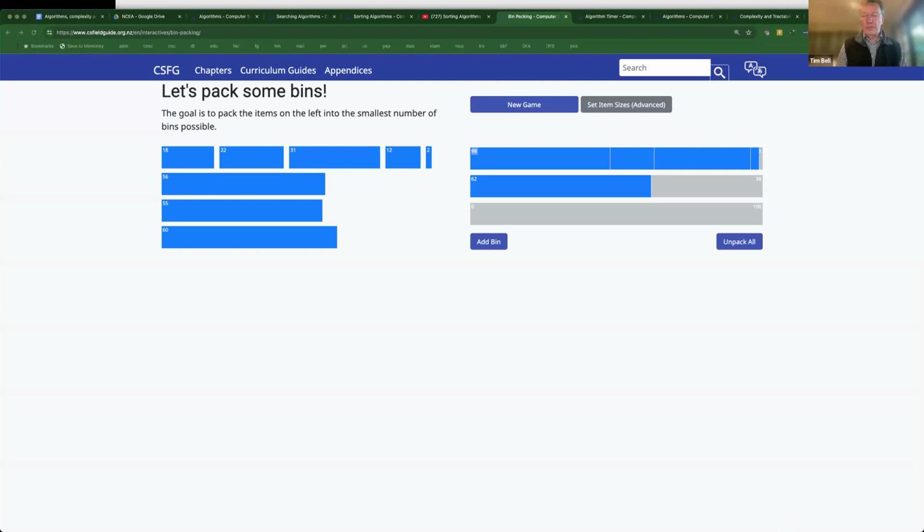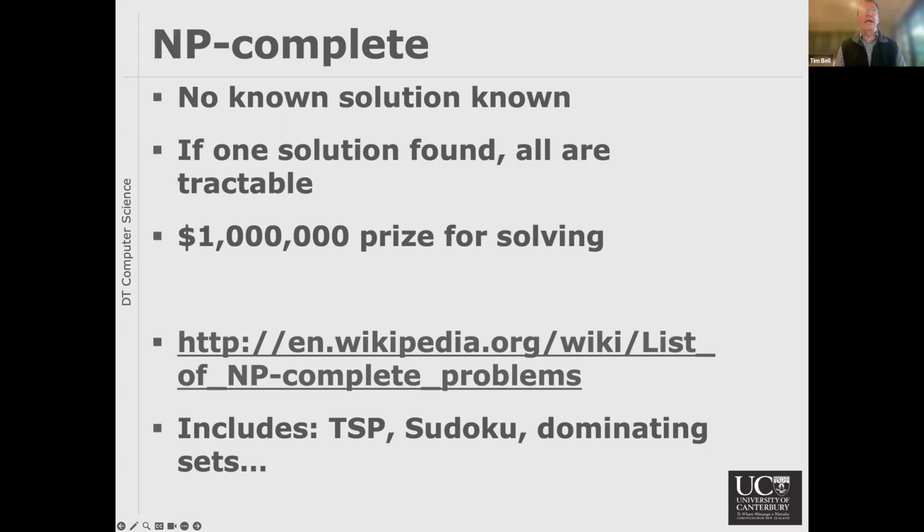Now, all of the problems I've shown you, and there are literally hundreds of them like this, are called NP-complete problems. They're a particular set of problems that are particularly useful to solve. Nobody knows a good solution for them. But the word complete means that if we did find a fast solution for any one of them, we can use it for all of them. So they're all intractable as far as we know at the moment.